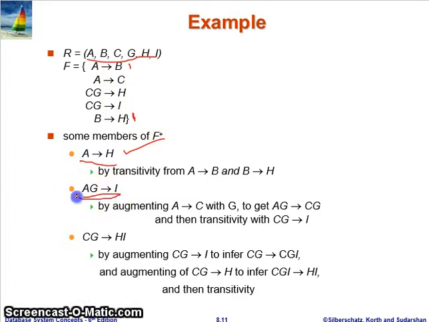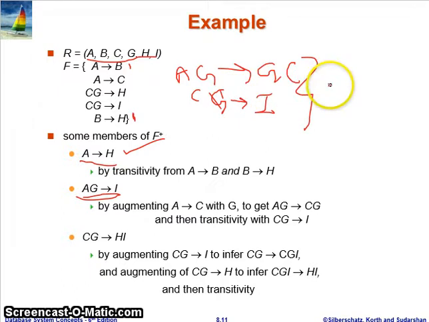Let's derive this FD using the given set of FDs: AG determines I. Why the augmentation rule? We have A determines C, so we multiply G on both sides: AG determines CG. And there is one FD given, CG determines I. If we apply the transitivity rule on these two FDs, AG determines CG and CG determines I, so we can say AG determines I. So this FD we can also derive using the given FDs.